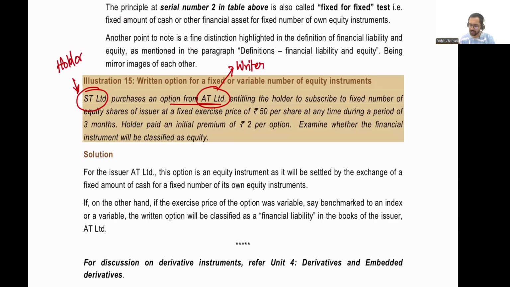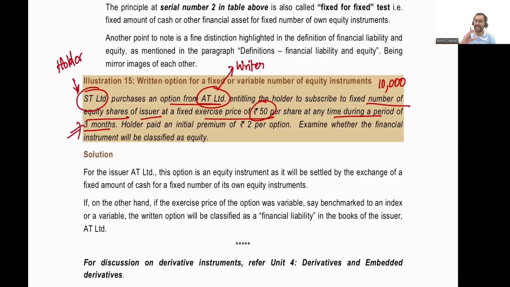The holder is entitled to subscribe to a fixed number of equity shares of the issuer at a fixed exercise price of rupees 50 per share at any time during the next 3 months. So this is basically like an American option. ST Limited has a right to purchase a fixed number of shares. We are not given the number of shares, so let us say the option contract is for 10,000 equity shares. During the next 3 months, it has a right to purchase 10,000 shares at a price of 50 per share.